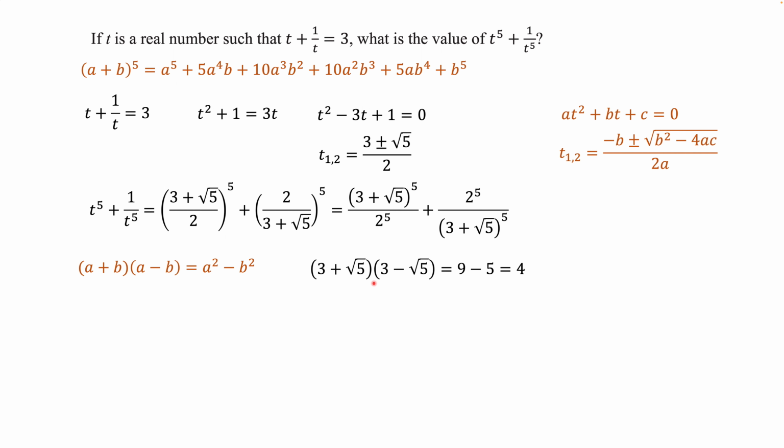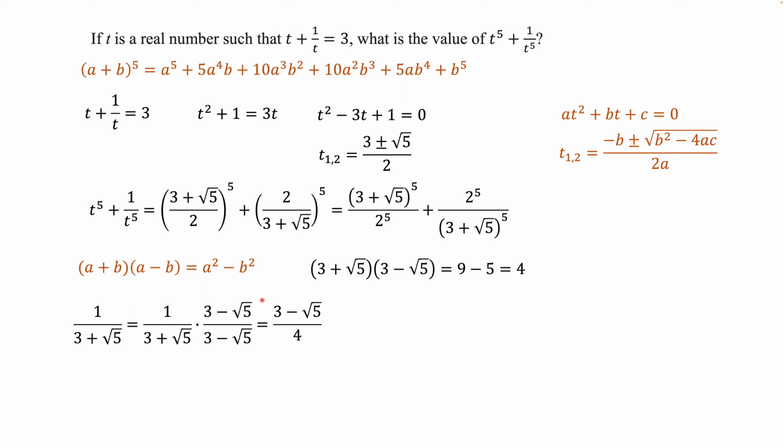In this case, these two parentheses give me 4. I get rid of irrationality. But the problem is, where do I get this 3 minus square root of 5? I don't have it. Well, first of all, let's start with 1 over 3 plus square root of 5, where we have irrationality in the denominator. And now what we're going to do, the trick is to multiply and divide by this 3 minus square root of 5. Now in the denominator, I have my 4.